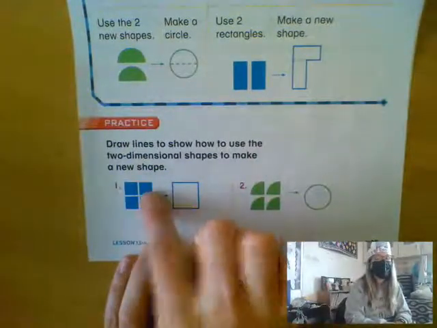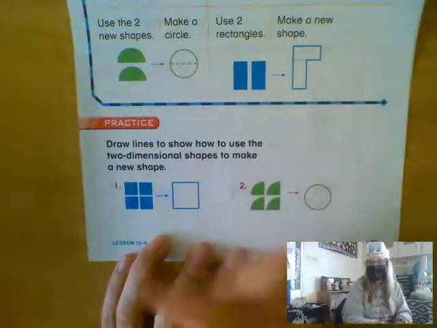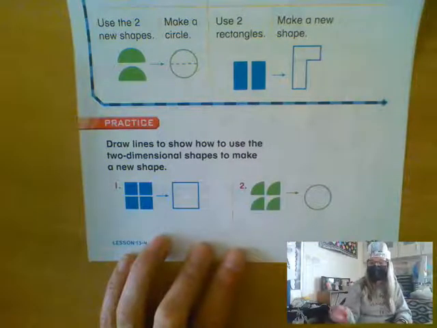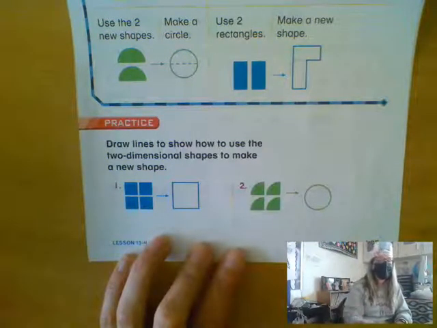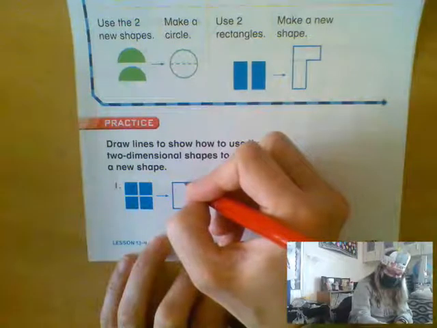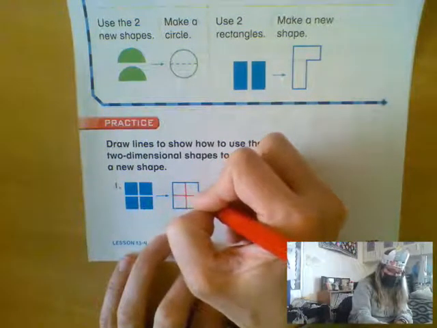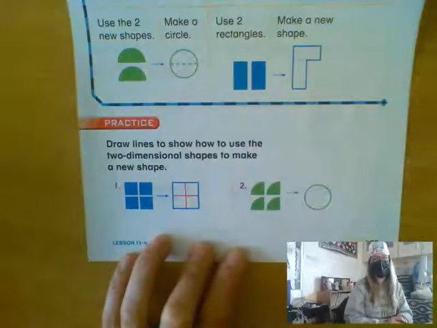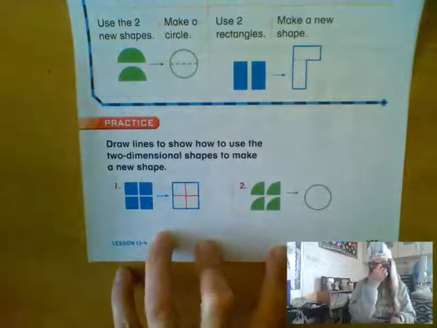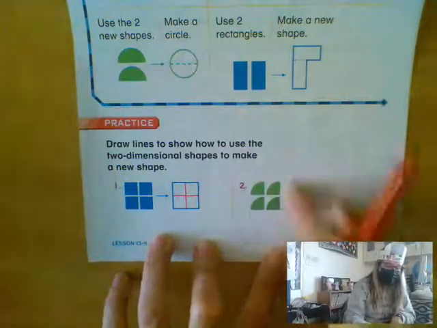All right, so now what they want us to do at the bottom here is draw lines to show how we could use these shapes to build this shape. So basically, if we're using four little squares to make a big square, then you're going to draw lines like this, almost like if you were cutting it apart. That's how we would break that one up. Do you understand that? And then for this one, you'll do the same thing.